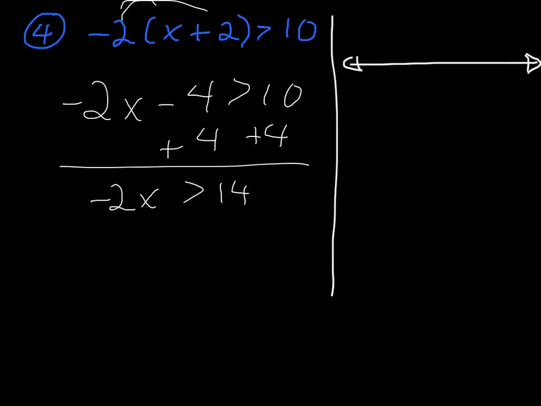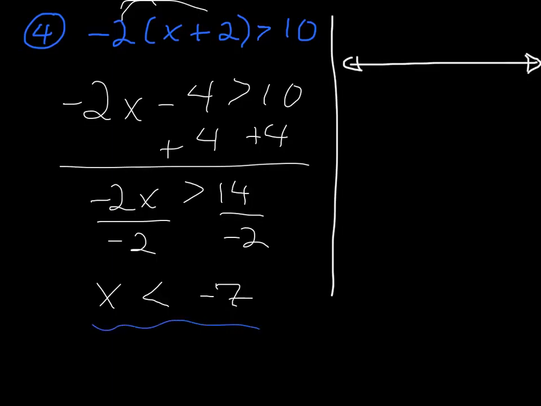And finally, we need to divide by a negative 2 on both sides to get x by itself. And we have x on this side, and on the other side we have negative 7. Okay, but our sign here, since we're dividing by a negative number, it needs to flip, so we're going to have less than instead.